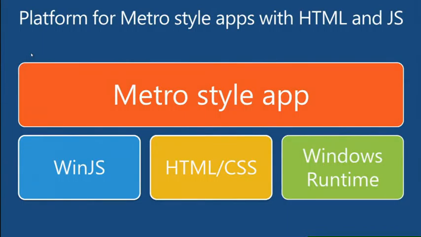We mentioned that Windows Runtime is the other part of the API set that you can go to John Lamb's talk and other talks to learn about. So that's the platform for Metro-style apps with HTML and JavaScript.